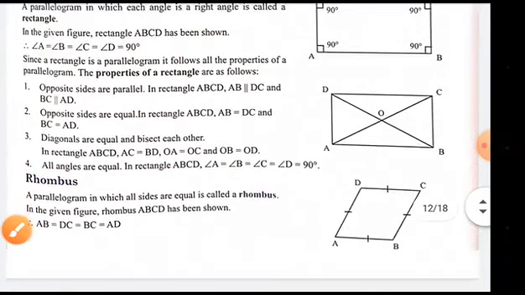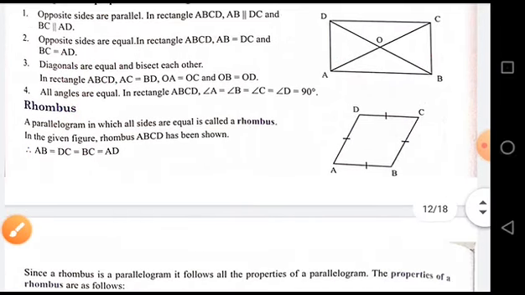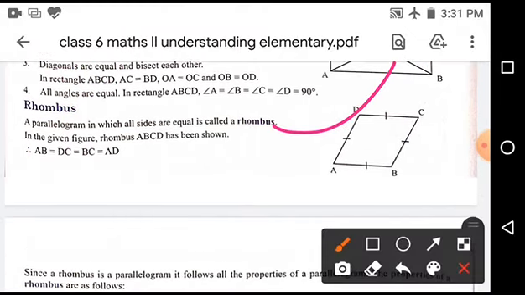Now diagonals are equal and bisect each other. In the rectangle also, diagonals are equal and they also bisect. That means this part will be equal to this part and this part will be equal to this part. Clear? Now next one is rhombus. A parallelogram in which all sides are equal is called a rhombus. So if we take a parallelogram where all sides are equal, then such a parallelogram is known as a rhombus.